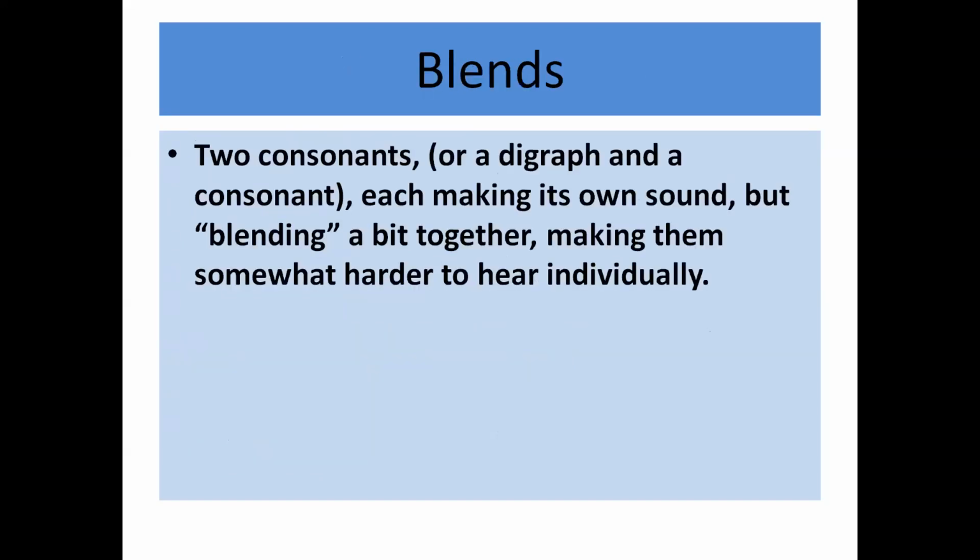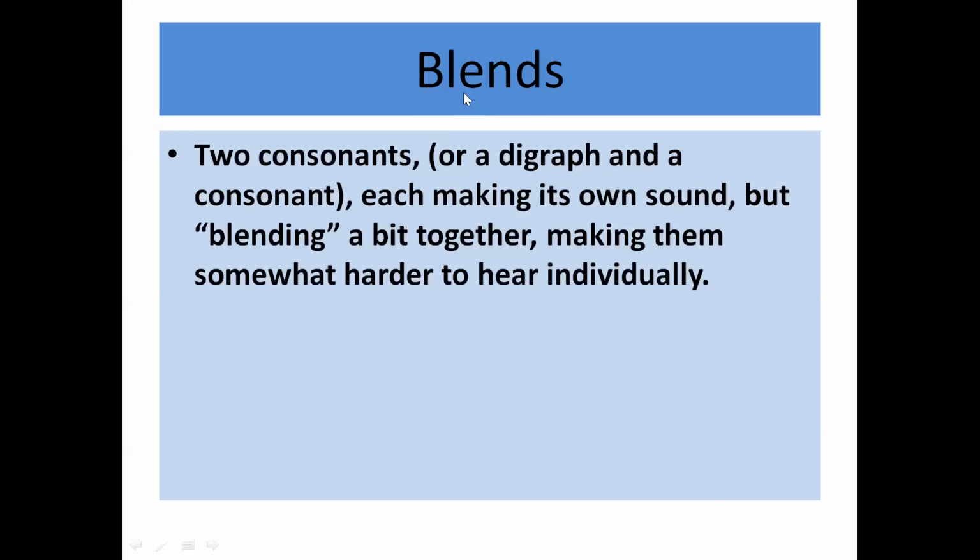Okay, so blends. So blends are basically two consonants, and consonants are the letters that are not vowels, right? Or it may be a digraph and a consonant. They each still make their own sound in a word, but they blend a bit together, which makes them a little bit harder to hear. So if we look even in the text here, at the beginning of this word, BL, that's a blend, two consonants side by side, but we still hear them. So we have blends at the beginnings of words. We also have blends at the ends of words, okay? And in this word, we actually have blends at the beginning and the ends of words.